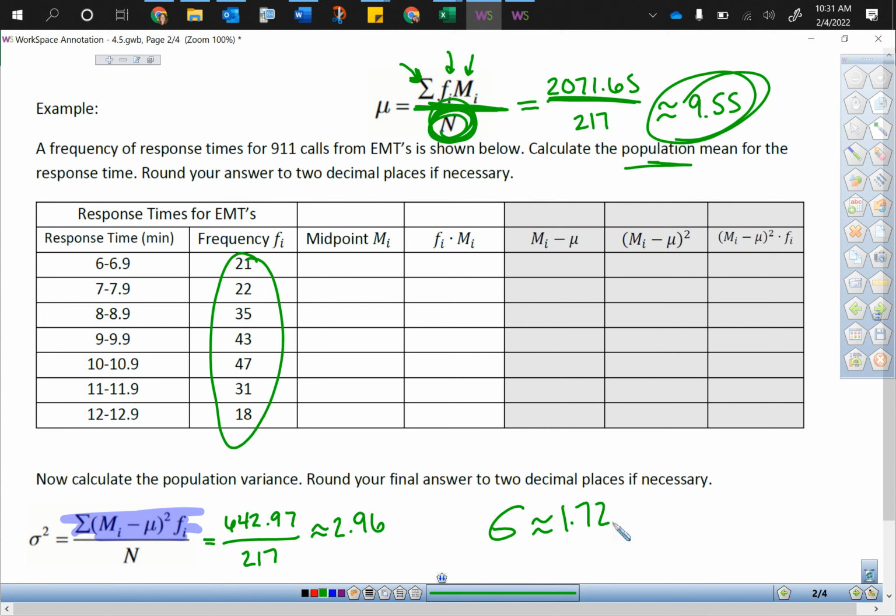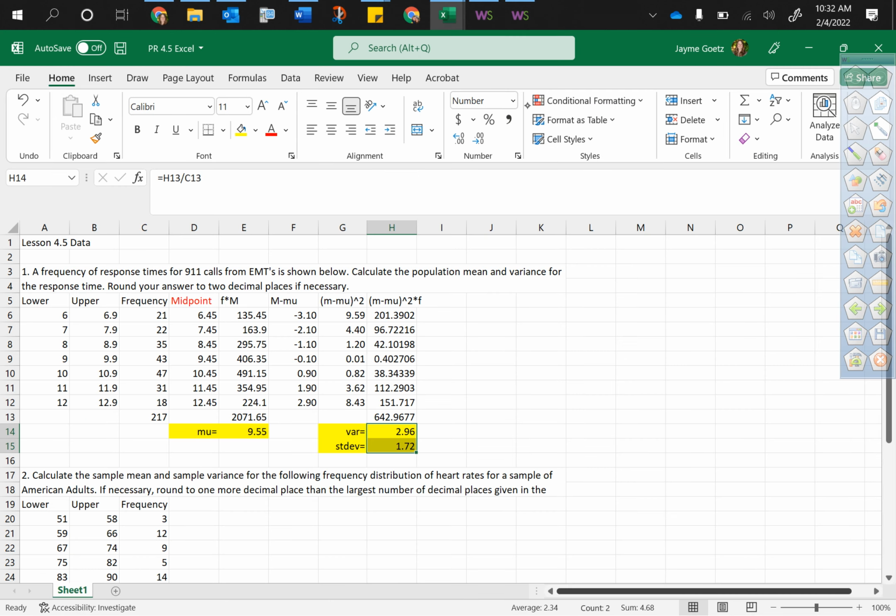Yes, sir? Can you show me how you do the standard deviation? To find the standard deviation, I just took the square root, equals SQRT of the variance. Good.